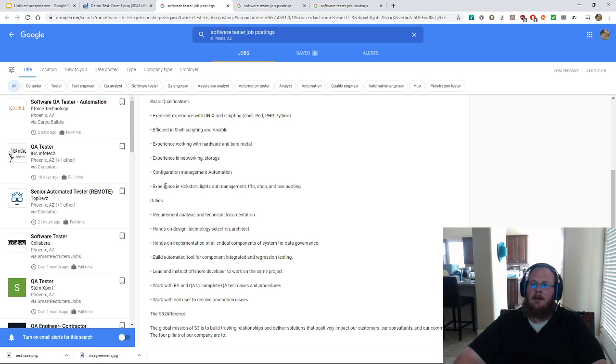Experience in Kickstart, lights out management, TFTP, DHCP, and PXE booting. DHCP is part of networking. It's dynamic host configuration protocol. TFTP, I know FTP stands for file transfer protocol. I'm not entirely certain what the T stands for. That could be chalked up into networking as well. Lights out management, I don't know what that is, but it seems like it's more of a manage yourself instead of having someone micromanage you. Kickstart sounds like it would be some sort of a product or technology.